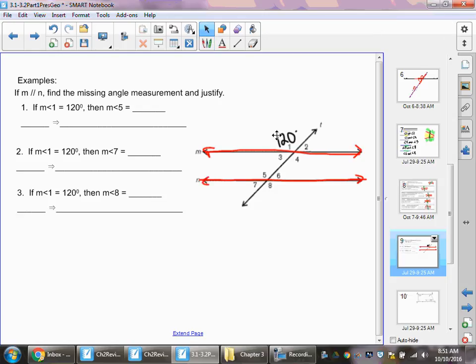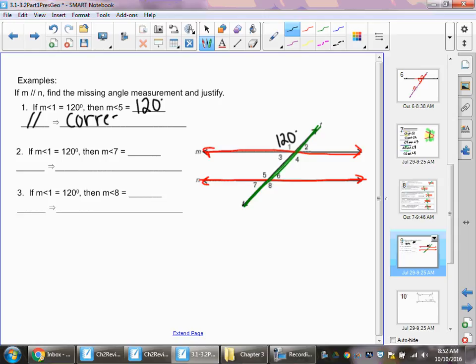Okay. So here are two lines. Here is our transversal. I noticed that 1 and 5 are in corresponding positions. So angle 1 and angle 5 should be the same measure because they are corresponding angles. So the measure of angle 5 is 120 degrees because since M and N are parallel, so this is how you denote it, then corresponding, you can abbreviate, corresponding angles are congruent.